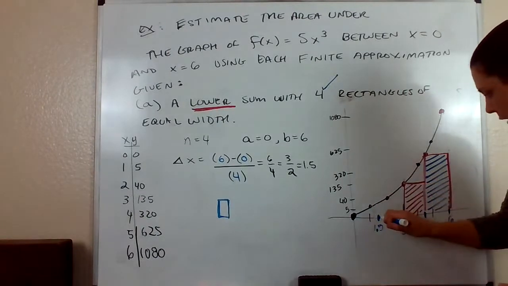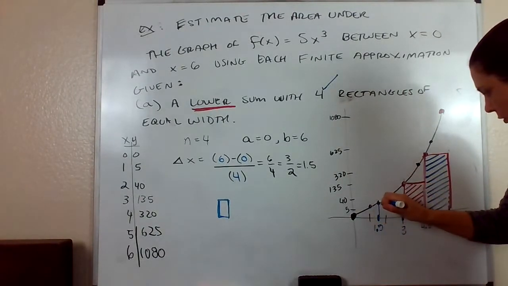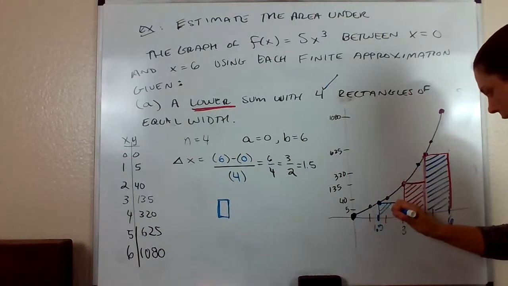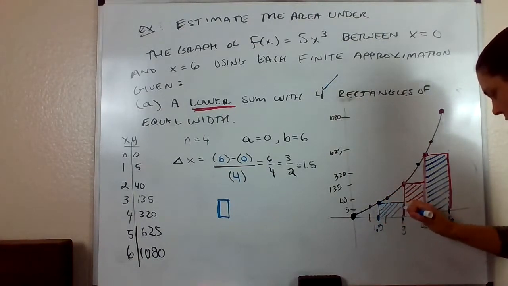So I'm going to draw it from here. It touches my curve right there and then go across. And that would be my second, or in this case, our third rectangle.